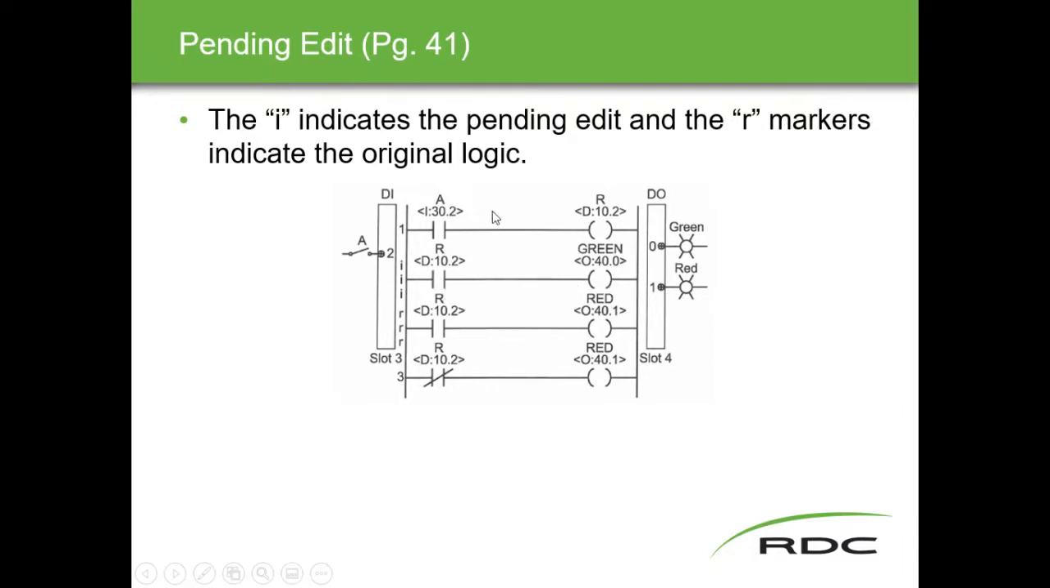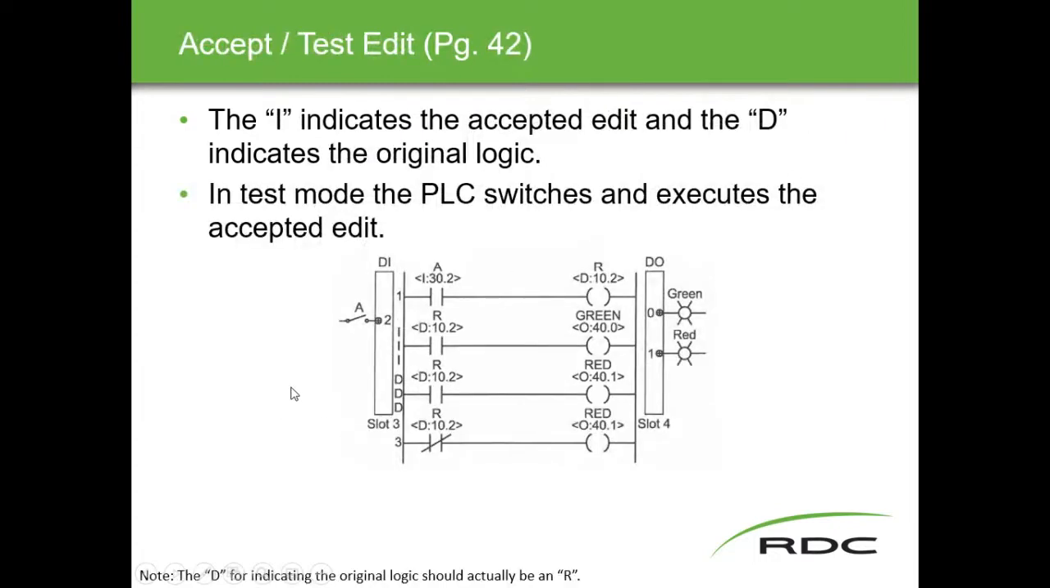So we get something like this, and then we go accept edits. We hit a button at the top of our programming screen, and it would run through here and tell us if there's any errors. If there are any errors, it would tell us down in the lower window. And this is a pending edit, basically, is what we're showing here. Okay, then we accept or test the edit. The I indicates that we've accepted the edit, and the D again represents the original logic. In test mode, the PLC will switch and execute that accepted edit. So it's just a function.